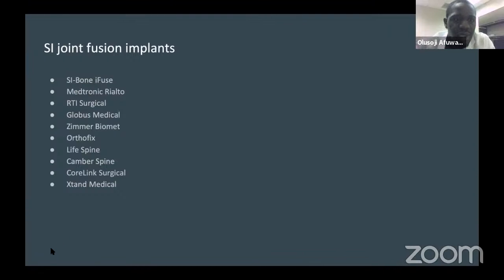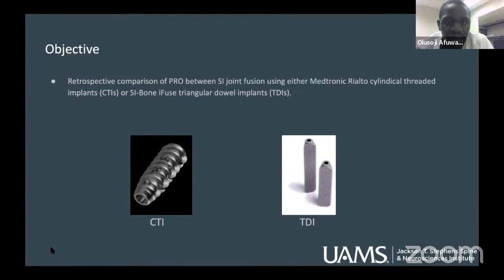This is just a list of the different SI joint fusion implants, and this study focused on the top two of this list: the SI-BONE iFuse and the Medtronic Rialto. The objective was to retrospectively compare patient-reported outcomes of patients who underwent SI joint fusion using the Medtronic Rialto cylindrical threaded implant versus the SI-BONE iFuse triangular dowel implant.